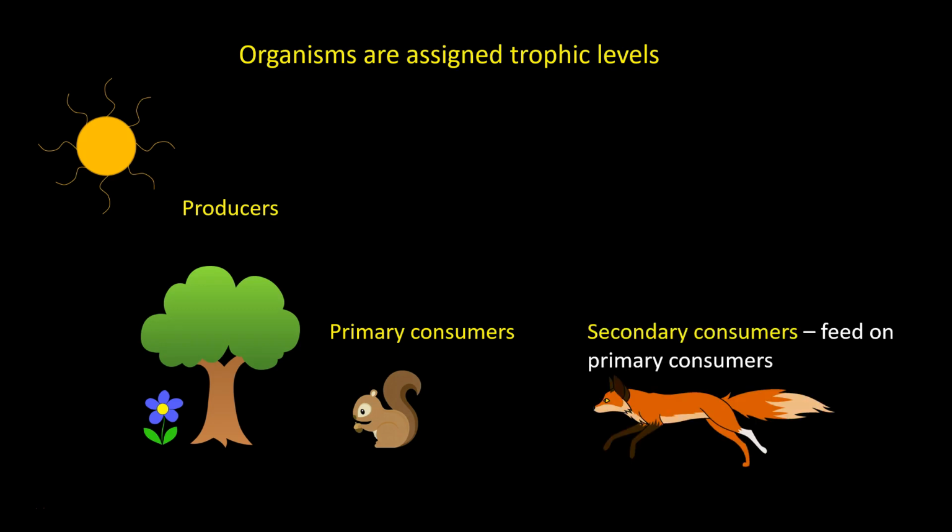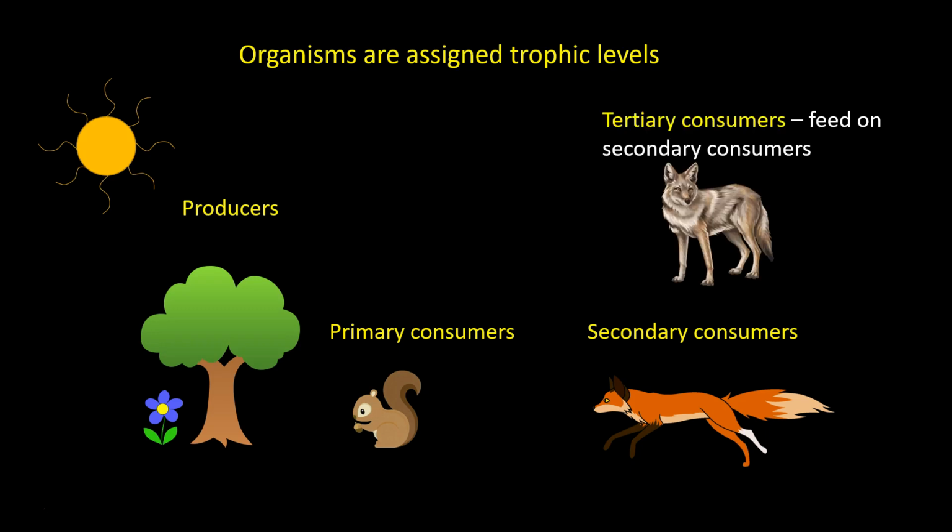We also have secondary consumers such as this fox, and they're organisms that feed on primary consumers. For example, this fox might eat that squirrel. Tertiary consumers, like this coyote, are organisms that feed on secondary consumers.